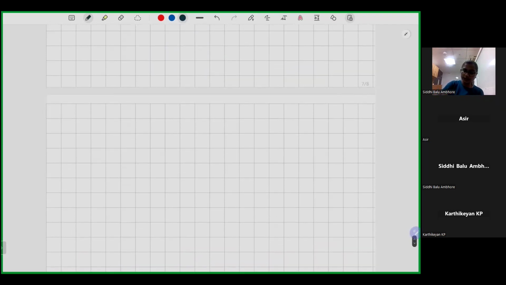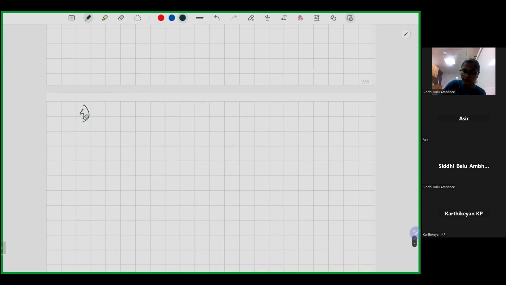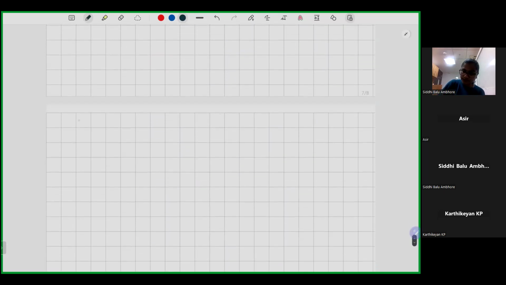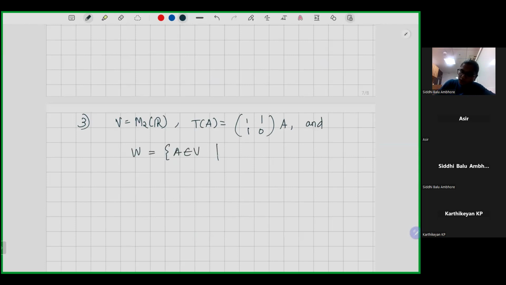So let us take this. This is a bit different, I think the second one, which we had, the third one, okay. That V is equal to M2(R) and T(A) is equal to [[1,1],[1,0]] A. Okay, it is matrix multiplication. And we have proved this is also a linear transformation, by the way. And W is equal to {A in V such that A is equal to A transpose}. So it is all symmetric matrices.